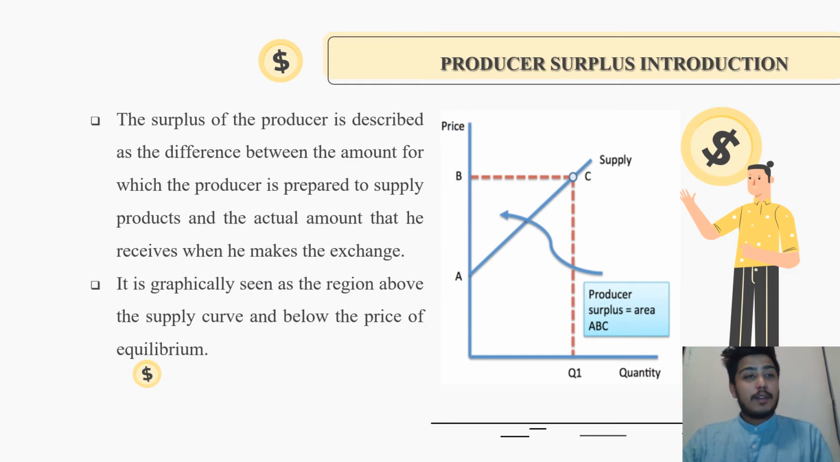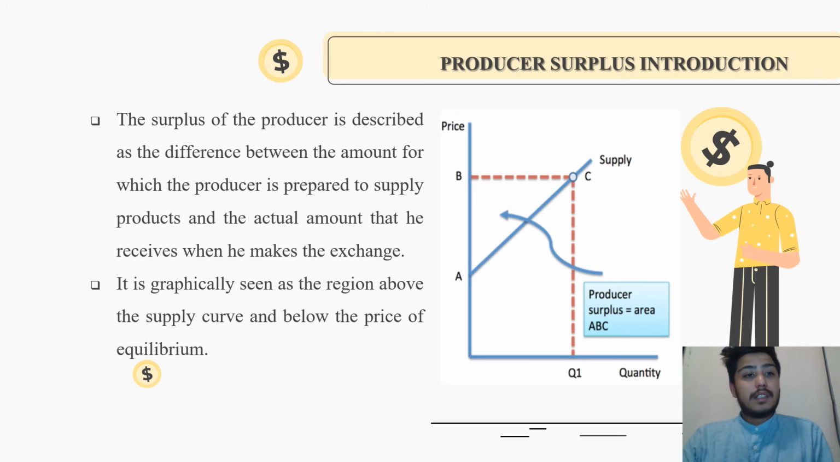Thank you, BJ. Now we are moving forward to producer surplus. So, what exactly is producer surplus? Producer surplus is the surplus of the producer, the difference between the amount which the producer is prepared to supply the products with, in exchange for the actual amount that he receives.